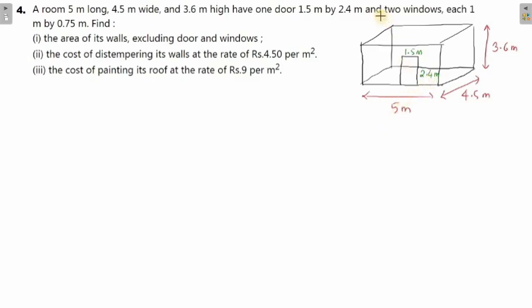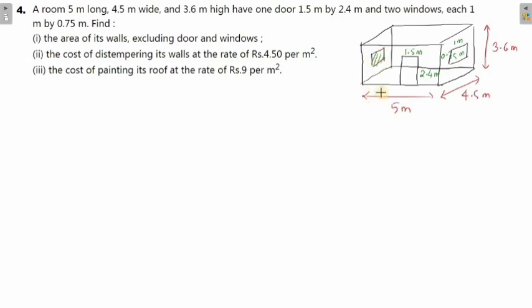And it has got two windows, each 1 meter by 0.75 meter. So there are two windows. Let me place two windows out here. This is my one window and this is my another window. Both of them have the same size. See here carefully, it's given as 1 meter by 0.75. So if this is your 1 meter, then this height is 0.75 meter, and the same dimension is there for this window as well.